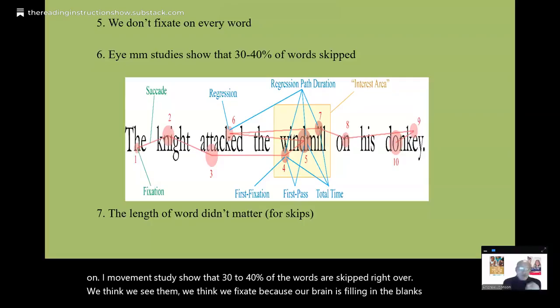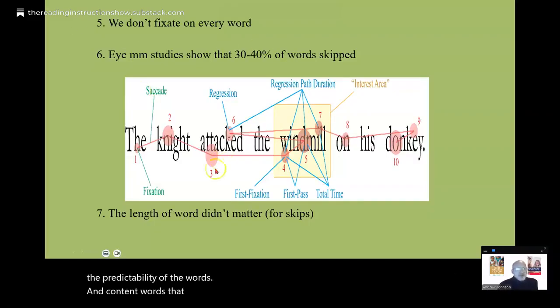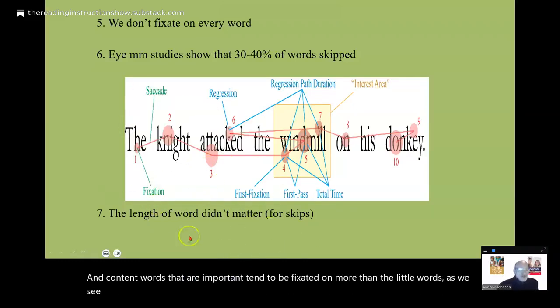Now, the length of the word didn't matter as far as which words were skipped and which words weren't. It was the predictability of the words. And content words that are important tend to be fixated on more than the little words, the function words. And let's see the path. The path is 1, 2, 3, 4, 5, 6, 7, 8, 9, 10.